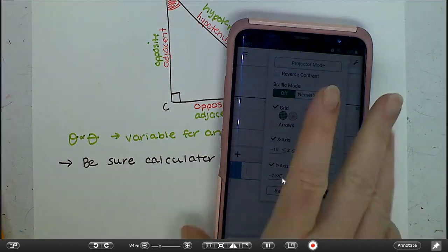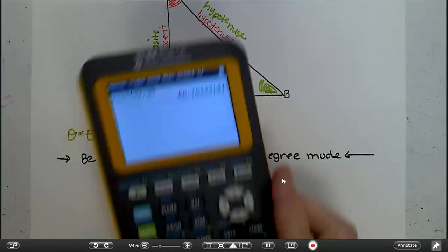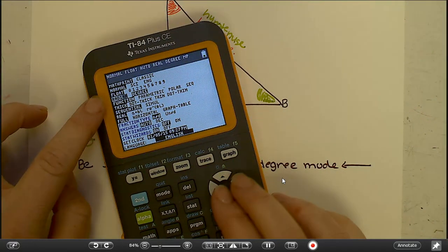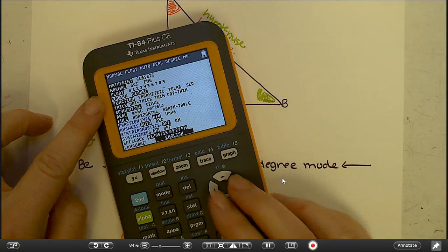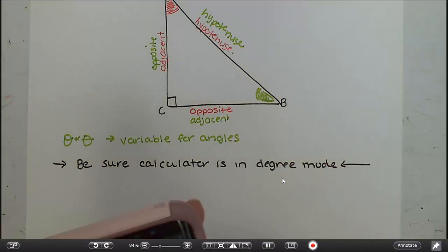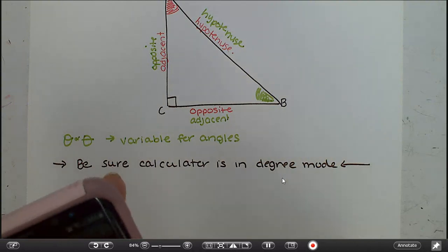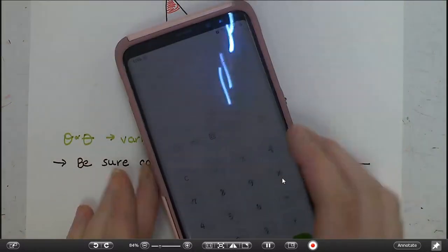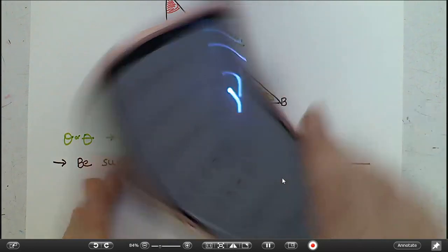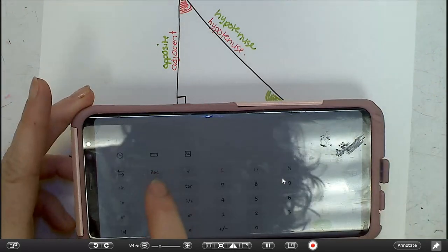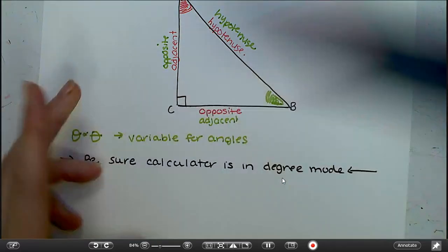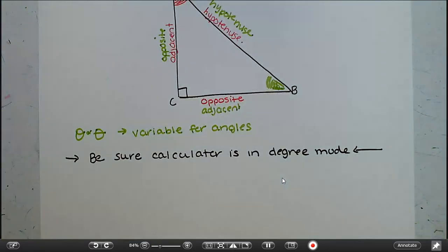So that's in Desmos. If you are using a graphing calculator, it's under mode. And if you go down a little bit, you'll see radians and degrees. Just press enter on degrees. Your phone calculators also have degree mode. You just click right there. See, it says radians, and you click degrees. Okay, so it works on all devices.